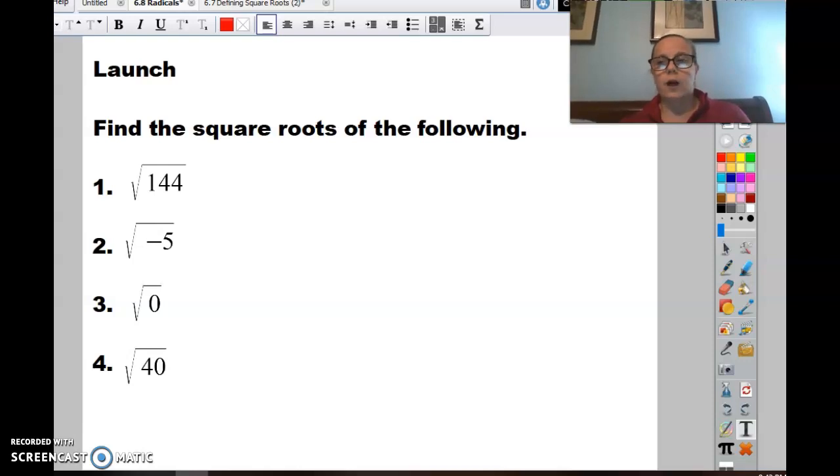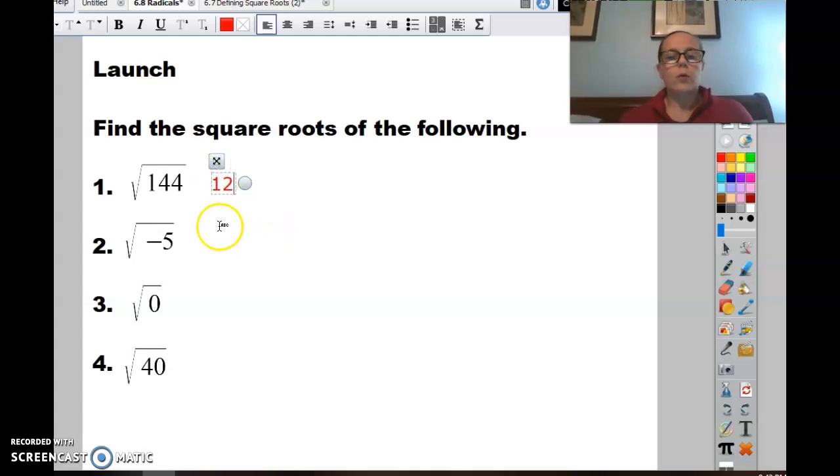If you look at the launch that I have up here, we would first start with the square root of 144. And like we've talked about before, this is when we're trying to figure out what number times itself gives us 144. And we know that that would give us the answer of 12.